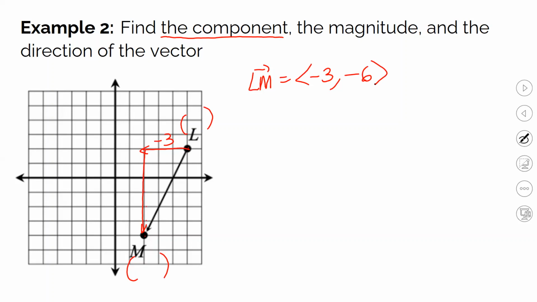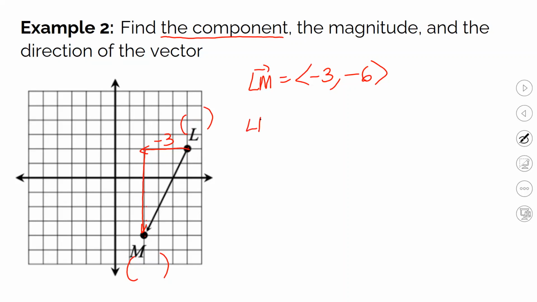But if you are not given a graph, then you have to subtract again the x value of the terminal minus the x value of the initial. That will be the x value of your component of the vector. Then the y value will now be the y value of the terminal minus the y value of the initial. So it is always the end minus the beginning, that is the initial point. But if you are given a graph, it doesn't matter, you can just do it visually like this, so it's easier. So now we move on.